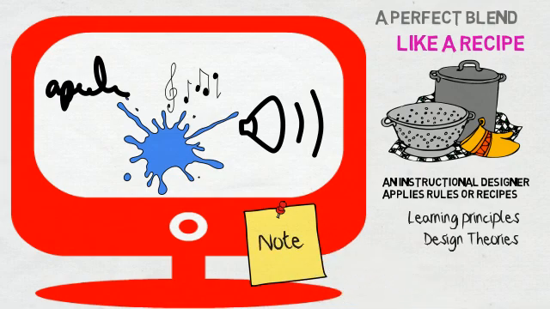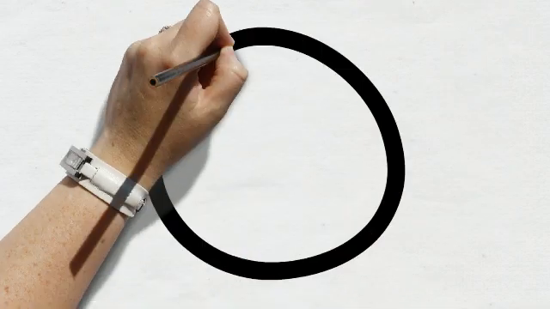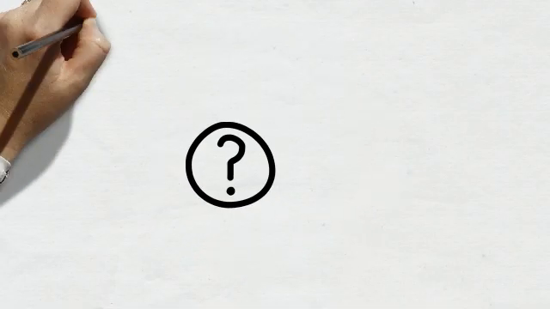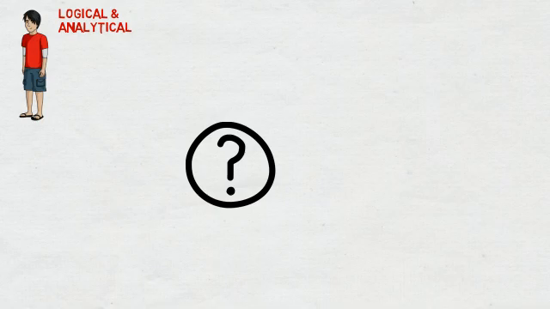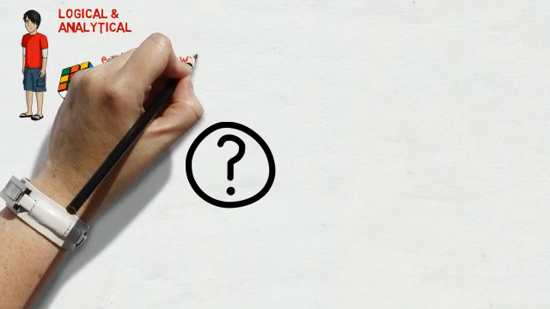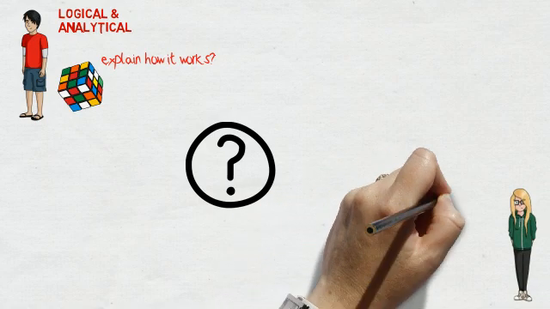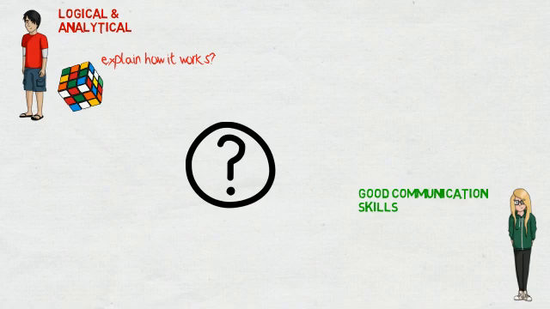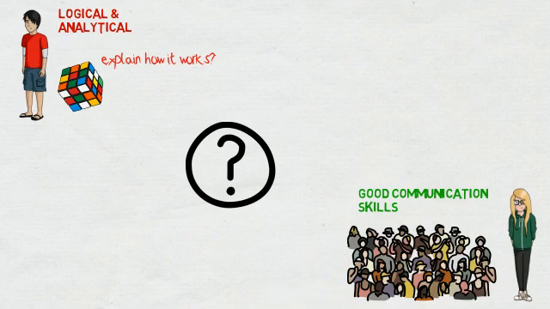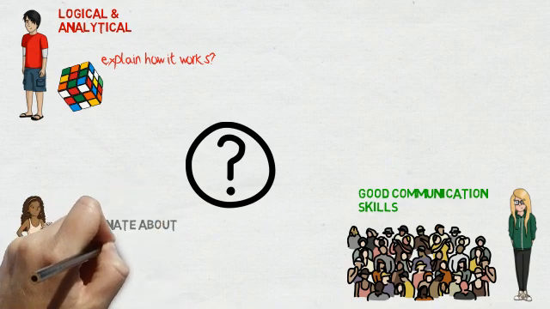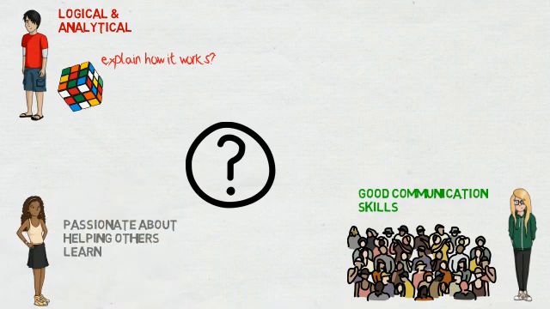So what are some of the desired qualities of an instructional designer? A logical and analytical mind is an asset. For example, you may be shown a piece of software and asked to write about how it works. Good communication skills are also an asset. For example, you may need to talk to different people before you can start creating any material. Lastly, you should be passionate about wanting to help people learn.